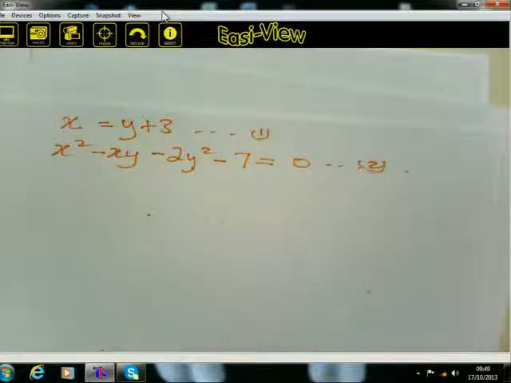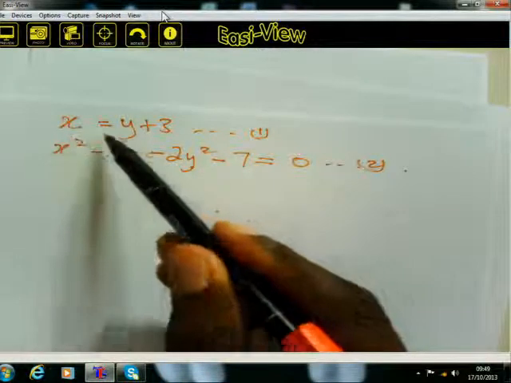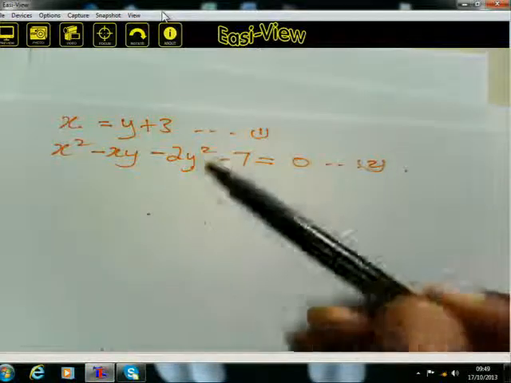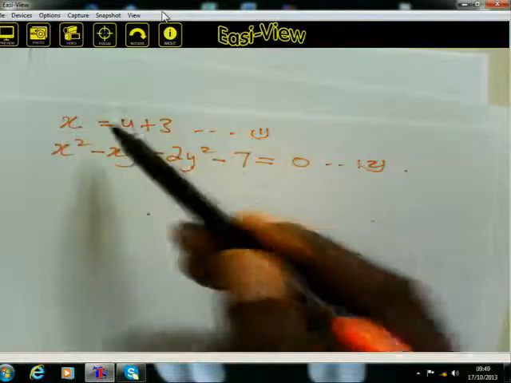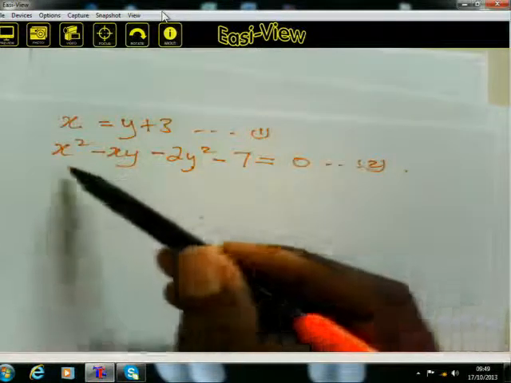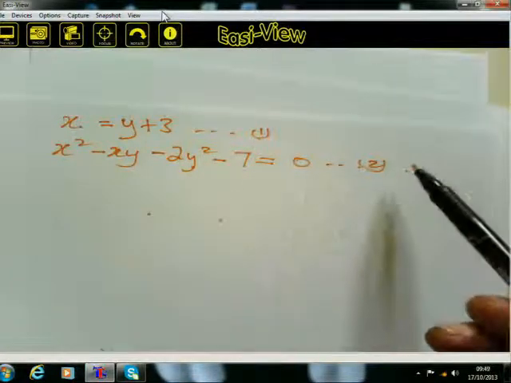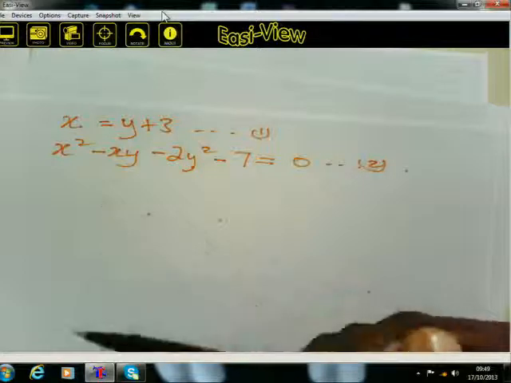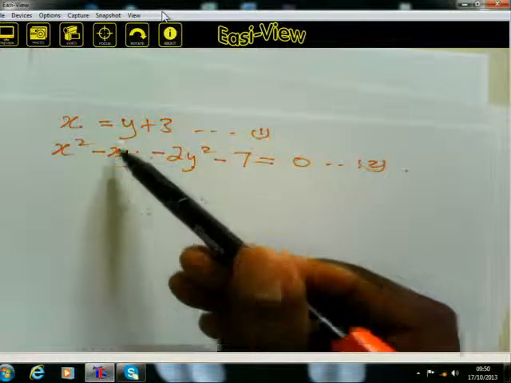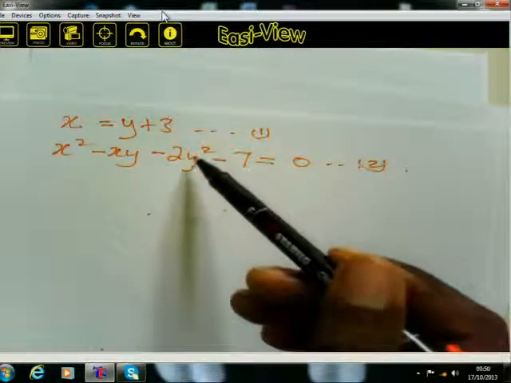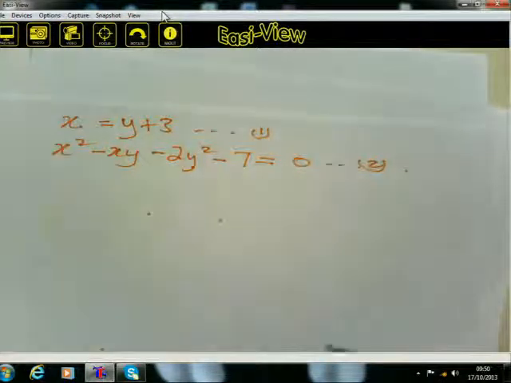All right, folks, let's get the solution to this exercise that I gave you. The first one was x is equal to y plus 3. That was my first equation, which is linear, of course. Linear, the highest exponent is 1 on x and y. Now, this other one, x squared minus xy minus 2y squared minus 7 is equal to 0, is a quadratic equation. It is linear in x and y, highest exponent 1 and 1, so 1 plus 1 is 2. The highest exponent there is 2. So this is quadratic. So what is going to be the solution?